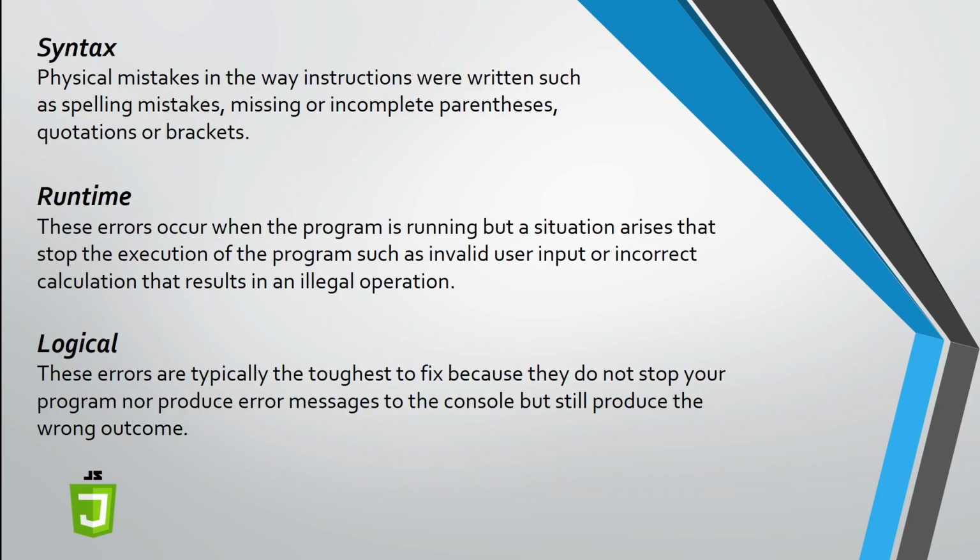So errors typically will fall into three categories: syntax, runtime, and logical. Syntax errors are physical errors in how the language was written. Think of it as writing the word cat with a K instead of a C, or forgetting to put a period at the end of a sentence. Those are physical mistakes in how something is written. These are probably the easiest to catch because the browser will give us some feedback as to these syntax errors.